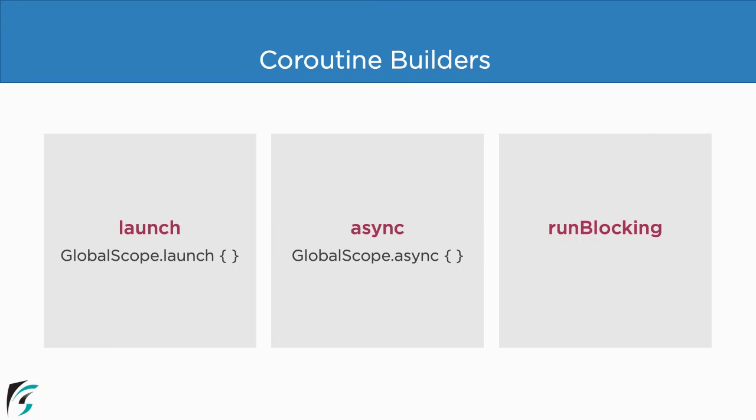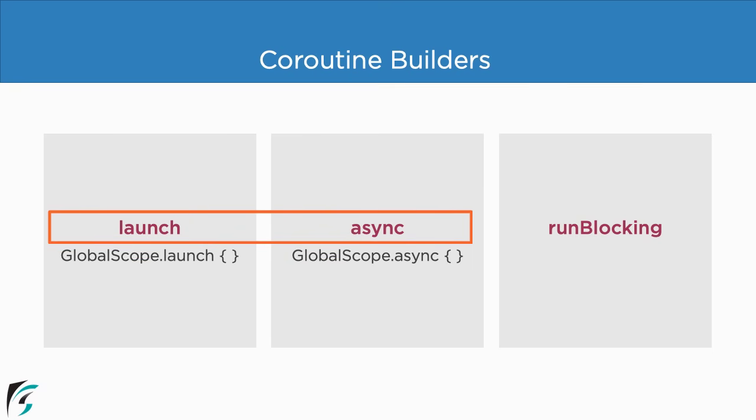Now, similar to the case of launch function, in case of async function as well, we can use GlobalScope companion object to launch the coroutine globally. Well, the gist of the difference between these two remains the same. But this does not mean that launch function and async function are the same. Well, they are different. And this is what we are going to discuss in this video. So let us start with the launch function.